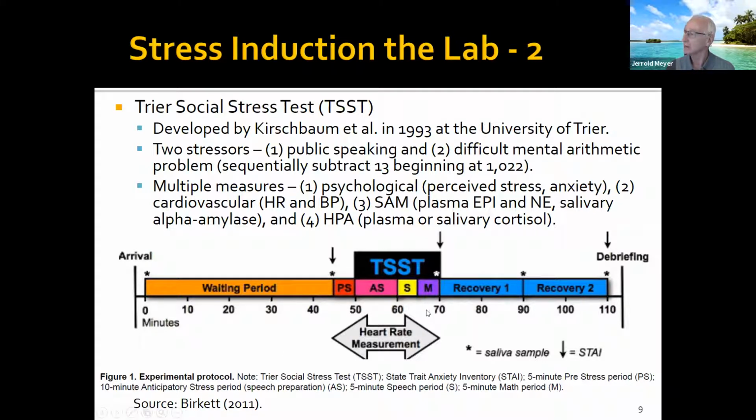You can measure heart rate. You can measure plasma epinephrine and norepinephrine if the participants have been catheterized. Of course, you can have them fitted for heart rate and blood pressure. You can also measure alpha amylase as an indicator of sympathetic nervous system activity. And if you're collecting saliva, as shown here, you can get cortisol or DHEA, as we talked about a few minutes earlier, along with DHEA in your saliva samples.